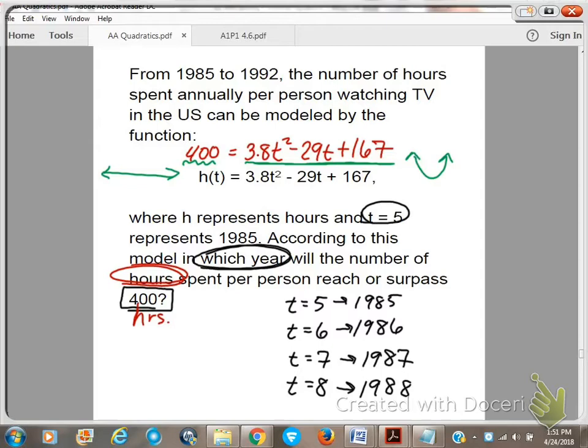You gotta change your window. You should make your y max 450. Anything above 400.